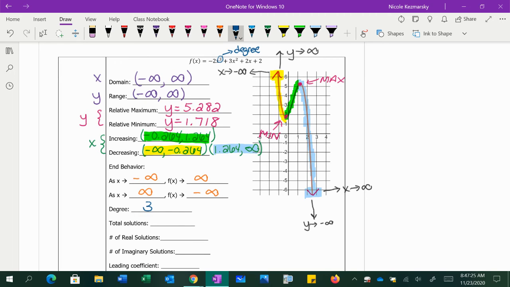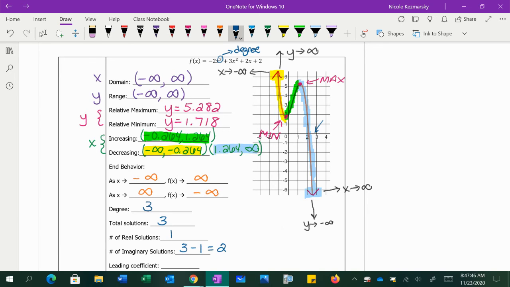The total solutions is always the same as the degree. Real solutions are the x-intercepts. So on this graph, I only see 1 in the blue region. There's 1 x-intercept, which means the imaginary solutions are 3 minus 1, total minus real, which is 2.